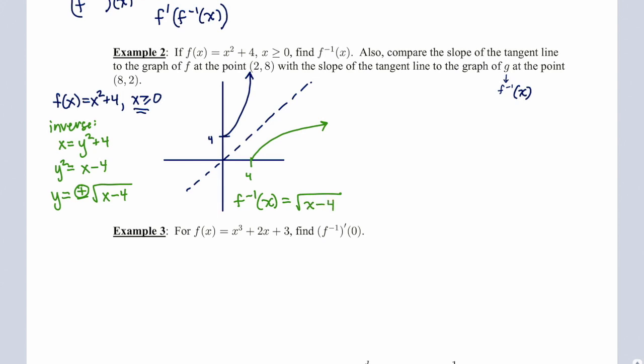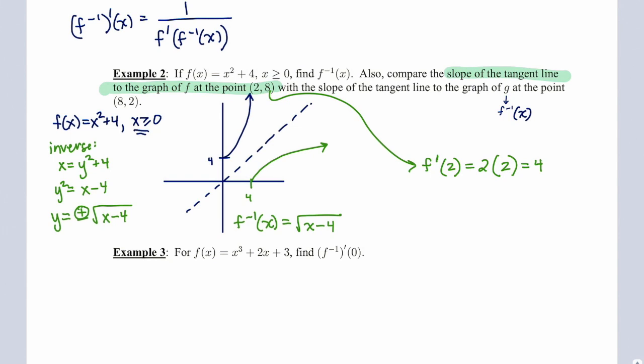All right, so then it says compare the slope of the tangent line to the graph of f at the point (2, 8). So that phrase, we will find that by doing the derivative of f when x equals 2. And I can see that the derivative of f would just be 2x. So instead of just 2x, I'm just going to go straight to filling in the x equals 2. And so that should be 4.